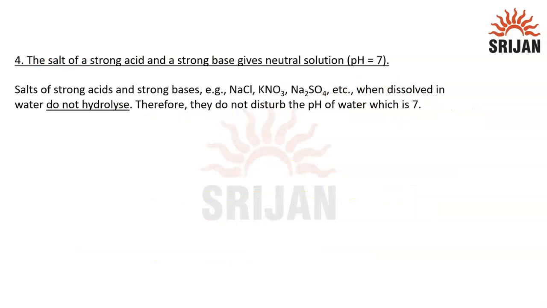The salt of a strong acid and a strong base gives basically a neutral solution. Obviously, when we have a strong acid like HCl and we react it with NaOH, we will get a neutral salt, which is NaCl. So salts of a strong acid and strong base basically do not hydrolyze. Whenever we dissolve them, they do not form their corresponding acid and base. They remain as they are, in the form of their corresponding cations and anions. So they do not disturb the pH of water, which is 7. Hence in this case the pH is going to be 7. Next, whenever we have the salt of a strong acid and a weak base in the salt.